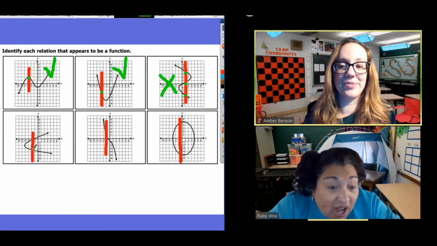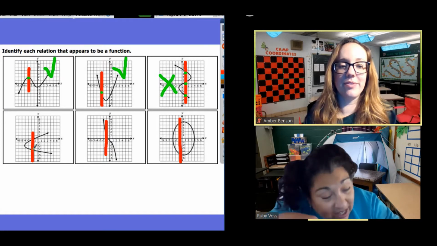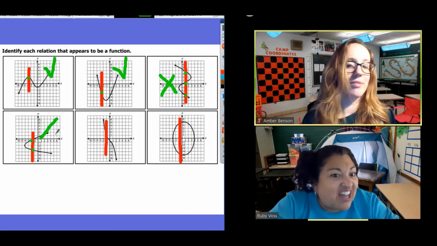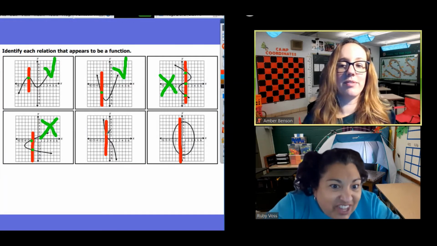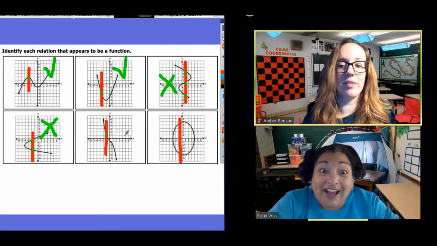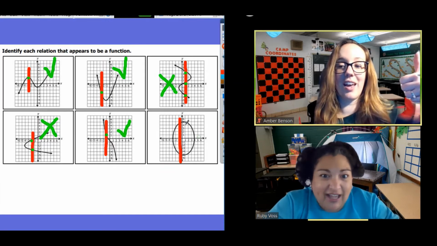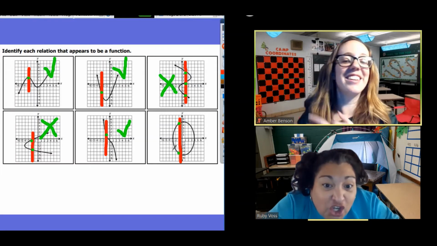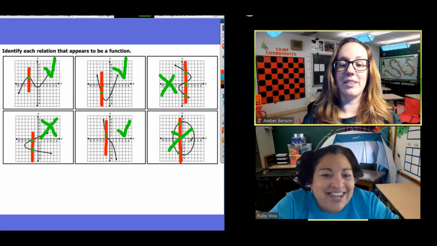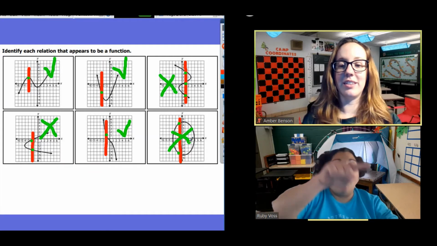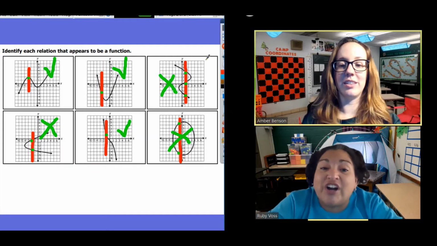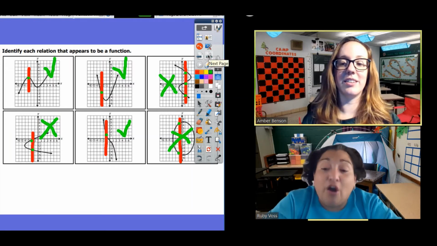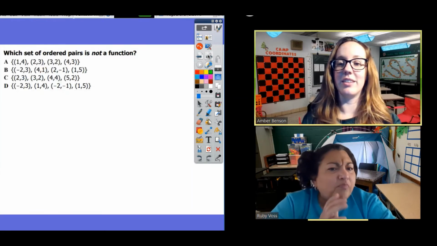The next one down at the bottom, first one in the second row, 2 times. Not a function. The second one, it touches once. So it's a function. And then that last one touches 1, 2 times. Not a function. So you have 1, 2, 3 that are a function in this problem. You just have to remember that vertical line test. Okay, I'm going to do the next one.